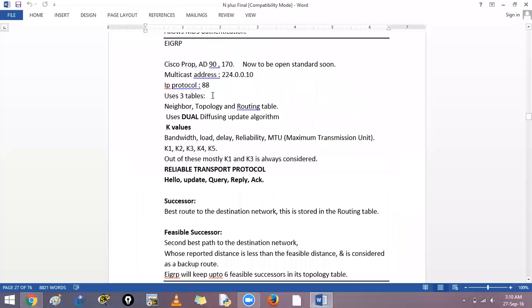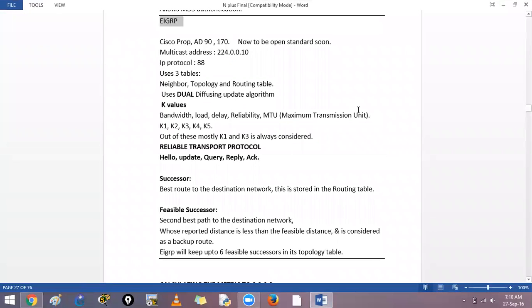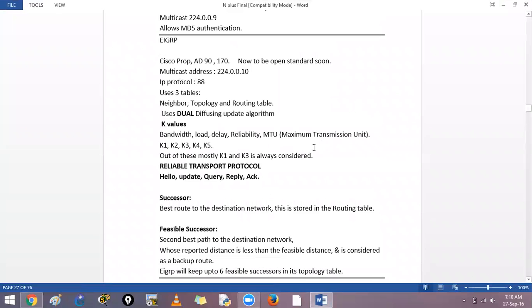Okay, so today we are going to see EIGRP, Enhanced Interior Gateway Routing Protocol. What is EIGRP? Similar to OSPF that we saw yesterday. For two devices to exchange their routes, you can use any routing protocol. We used RIP earlier, then we used OSPF. Now we are going to use EIGRP.